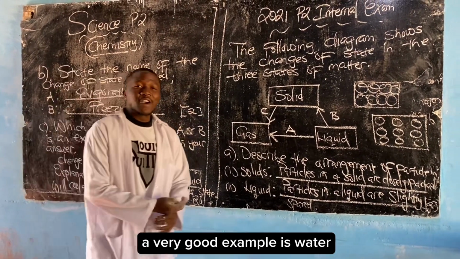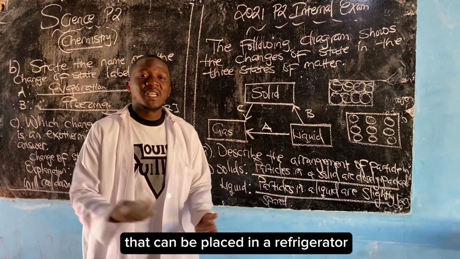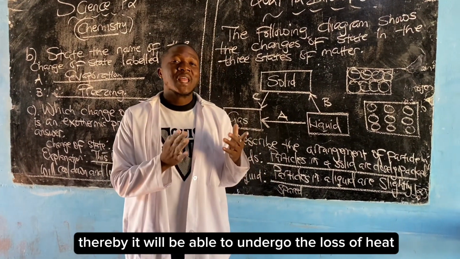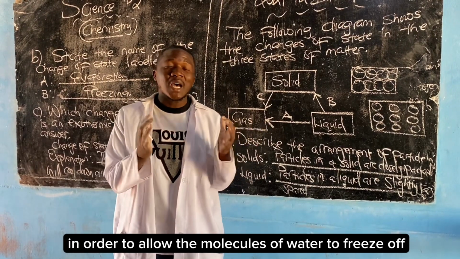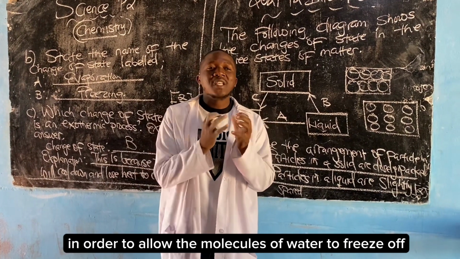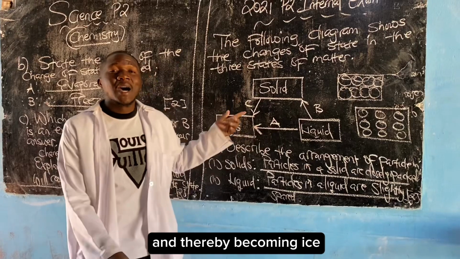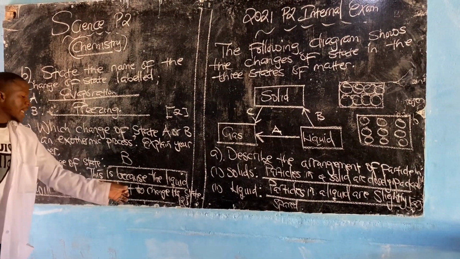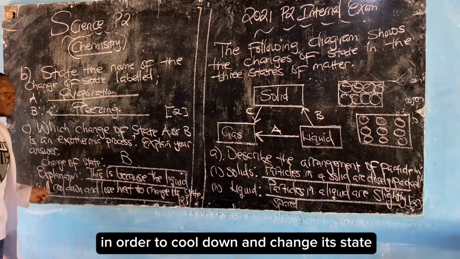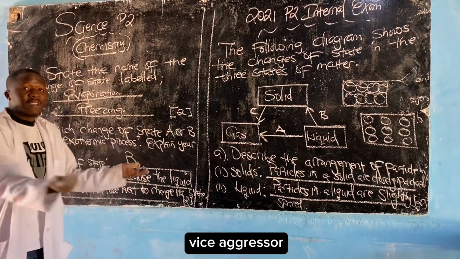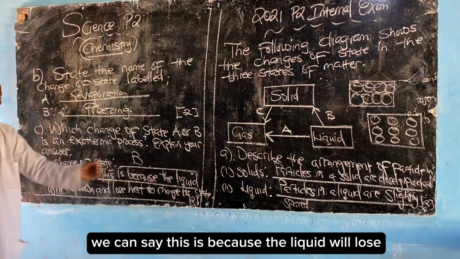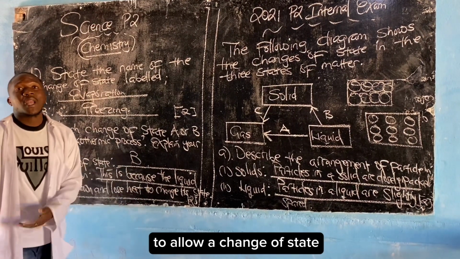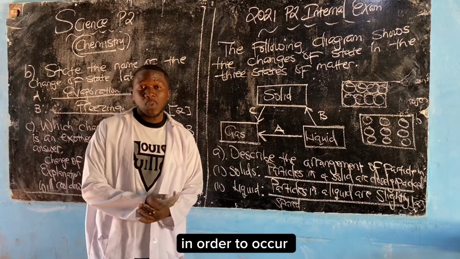A very good example is water that can be placed in a refrigerator. Thereby, it will be able to undergo the loss of heat in order to allow the molecules of water to freeze off and thereby become ice. So I'm saying this is because the liquid will lose heat in order to cool down and change its state. Vice versa, we can say this is because the liquid will cool down and lose heat to allow a change of state to occur.